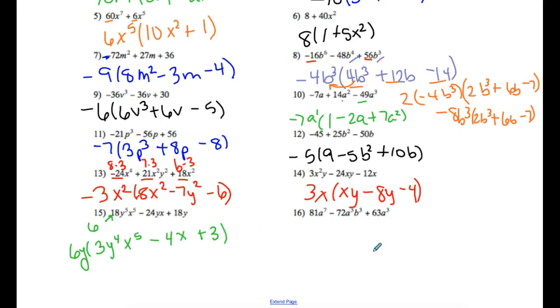Last example, 81, 72, and 63. 9 goes into all of them. So if I took a 9 out, and then I also notice that they all have an a cubed. So my common factor is 9a cubed. If I was to do 9 goes into 81 9 times, 7 a's minus 3 a's means I have 4 a's left. Negative 72 divided by 9 is negative 8. 3 a's, take away 3 a's means all the a's are gone, but I still have a b. 63 divided by 9 is 7.